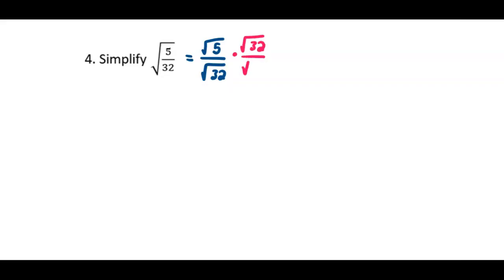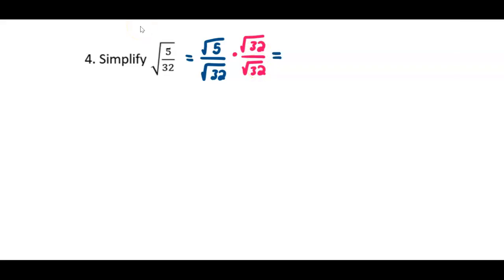And we have to do it on top and bottom. Remember, the reason this is okay to do is because what I'm multiplying by right here is 1. When it's the same number over itself, it's just 1. So I'm multiplying by 1, and that is what makes this okay to do.